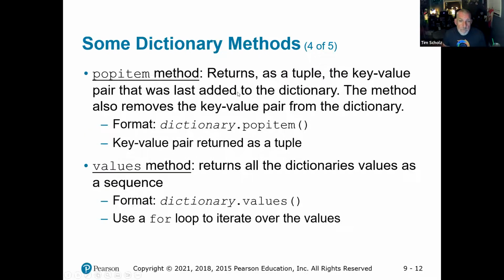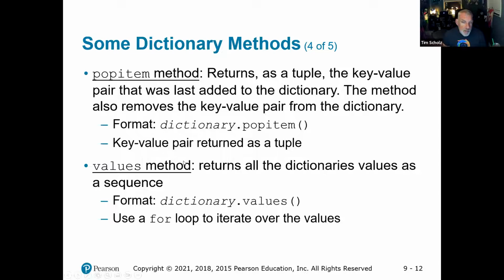The popitem method returns a specific key value pair. As you notice, there are no parameters we pass into popitem, and that's because popitem returns the last item added to our dictionary. So if I call popitem, it's going to give me the key and the value of whatever the last thing added to the dictionary was.